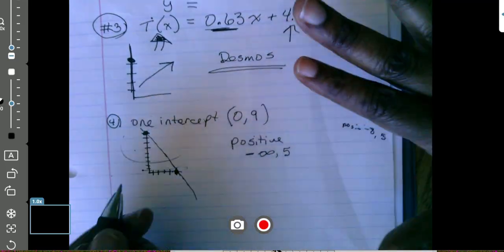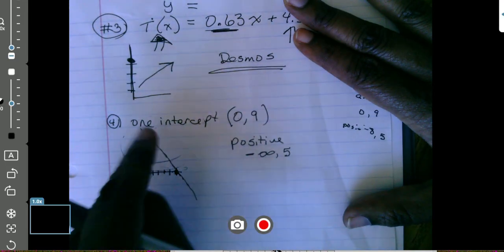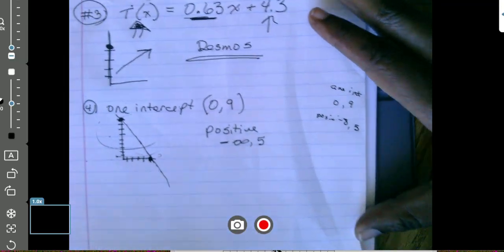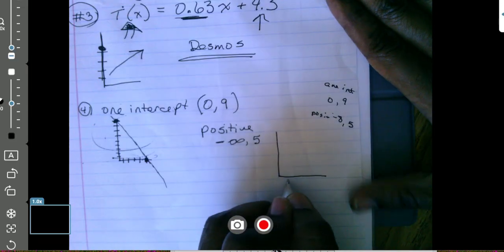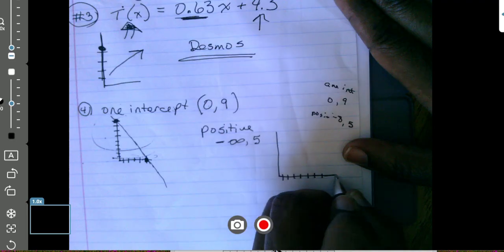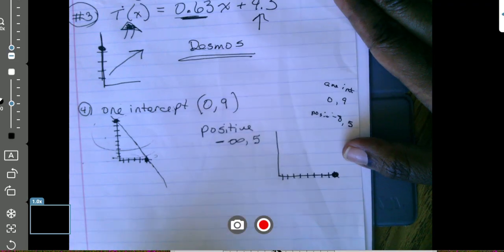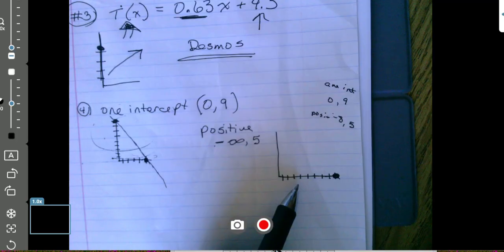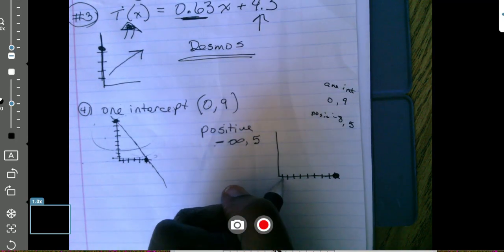Let me try another option. Alright, it did not say which intercept is at 0, 9. So, what if we take this and do 1, 2, 3, 4, 5, 6, 7, 8, 9. Here's an intercept at 0, 9. And then from negative infinity to 5, it is positive.